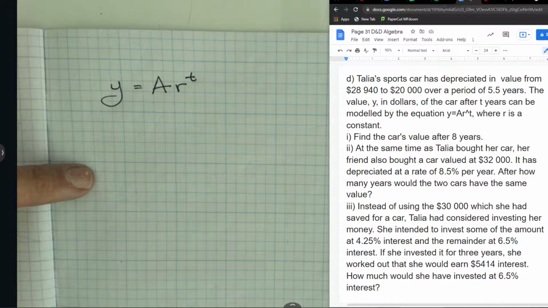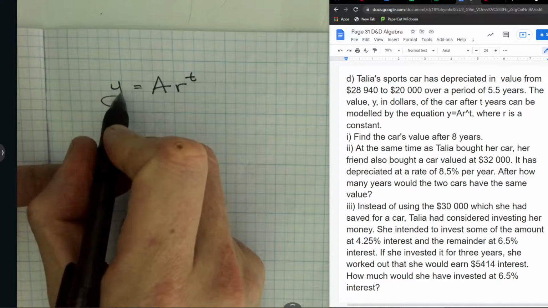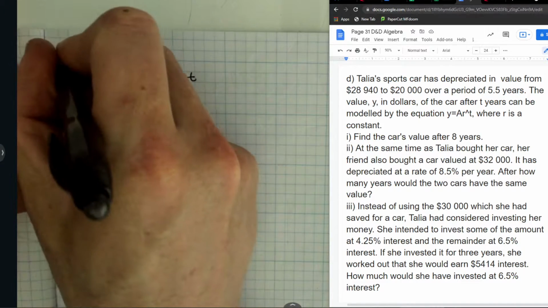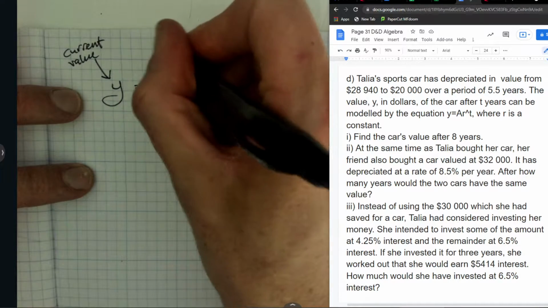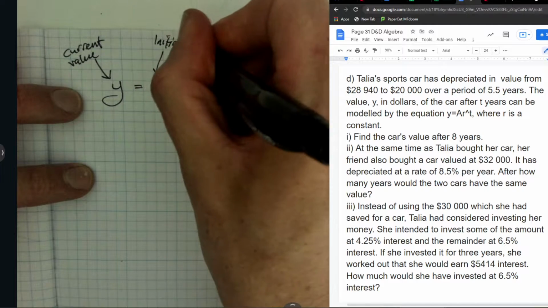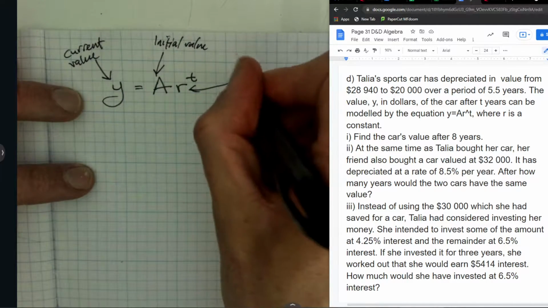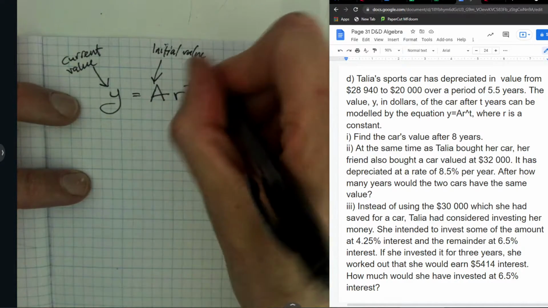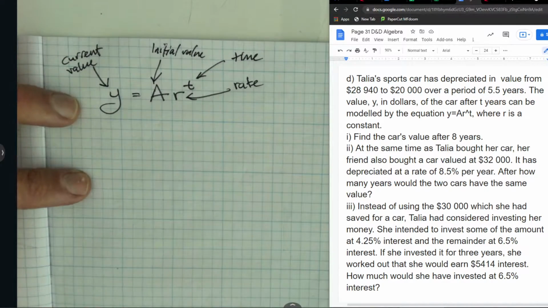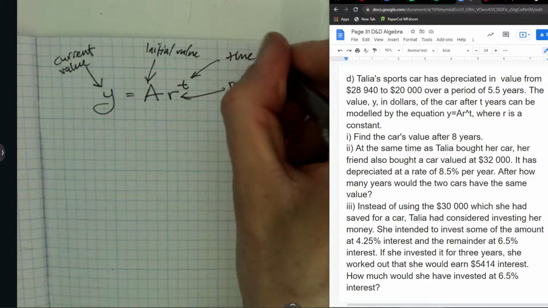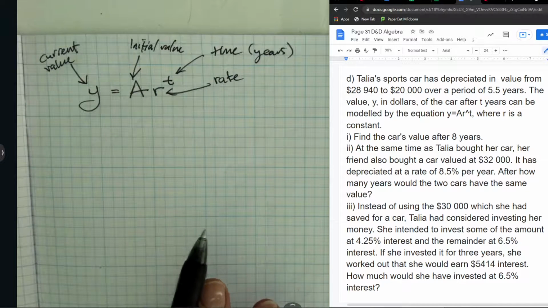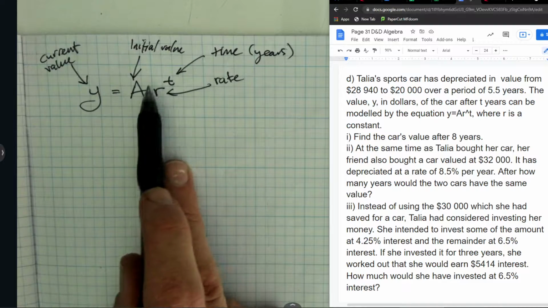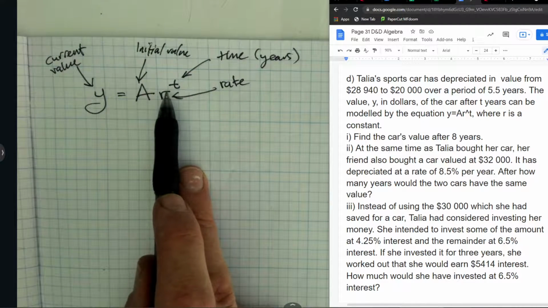Okay, so what we're going to do is get our heads around what each thing is. So y is the current value. This must be the initial value. This is going to be the rate, and then this is going to be time. Right, so we're just going to break down the formula first. We know that time is in years, and the thing to notice with the rate here is that it's depreciating. Let's just have a look at it.